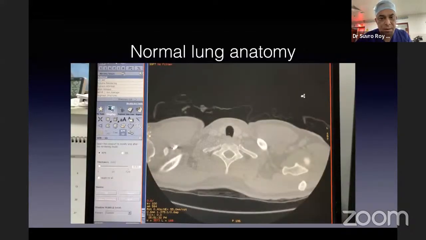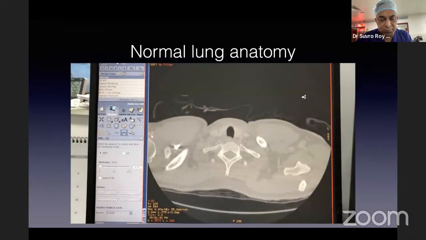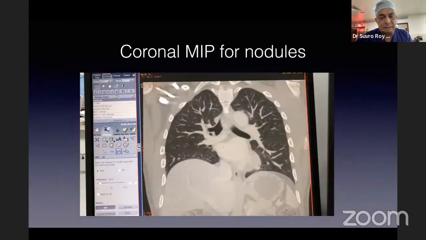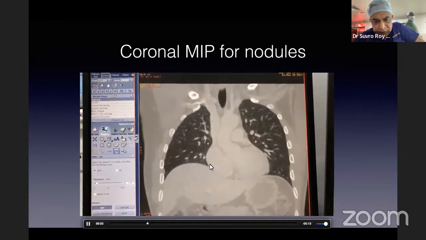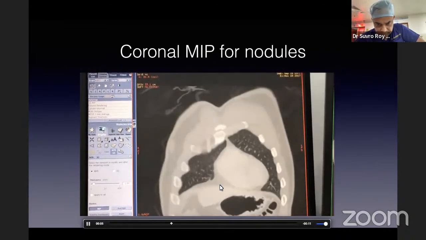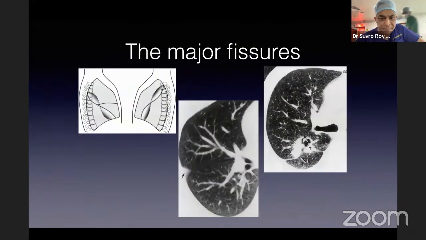So normal lung anatomy, we've already done it. One of the things that I commonly use if I want to identify a nodule is we do a MIP in the coronal plane. MIP means you thicken the slices, and we MIP in the coronal plane because it just makes nodules become a little bit more obvious. And we do that quite routinely.